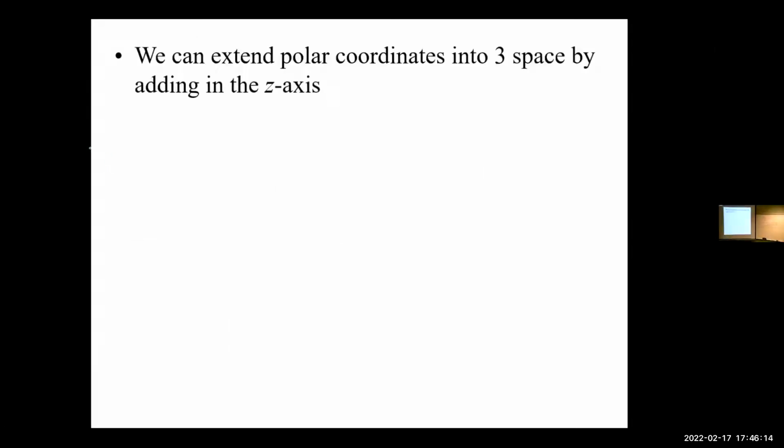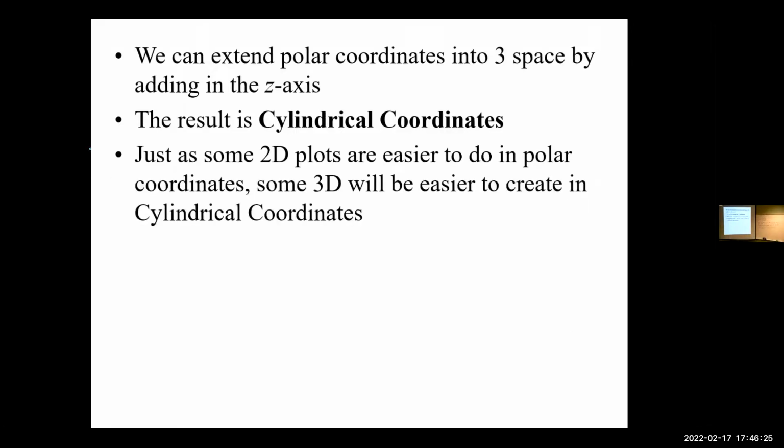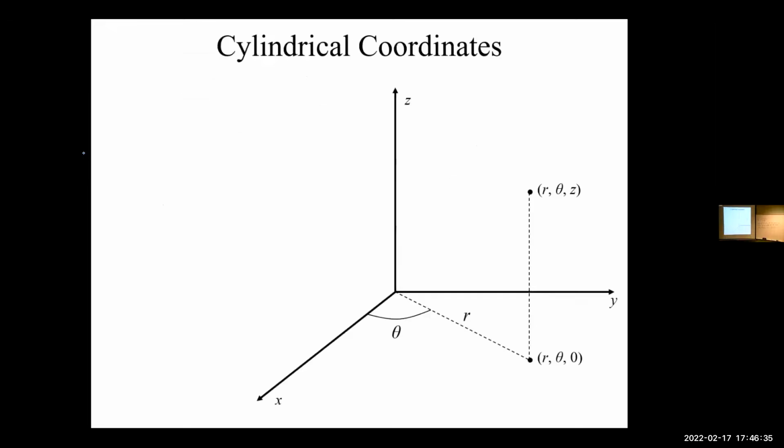So what happens now is we're going to extend into 3D by just adding the z-axis. So it's polar in the xy plane. We add in the z-axis, we get what are called cylindrical coordinates. So things like a cylinder and a cone, well, hence the name cylindrical coordinates, are going to be easier to do in polar. So basically what cylindrical coordinates look like, you can see we have polar in the xy plane, but then z is just some vertical distance above.